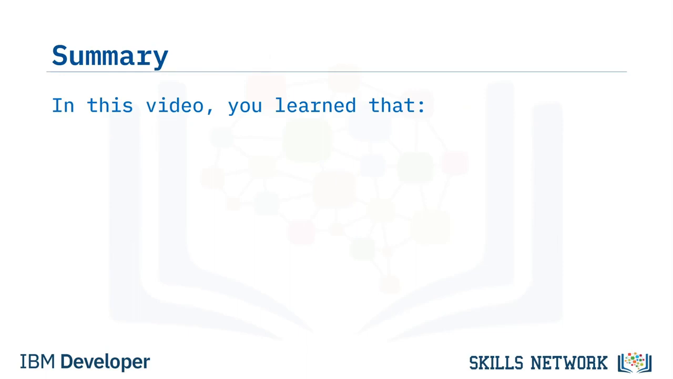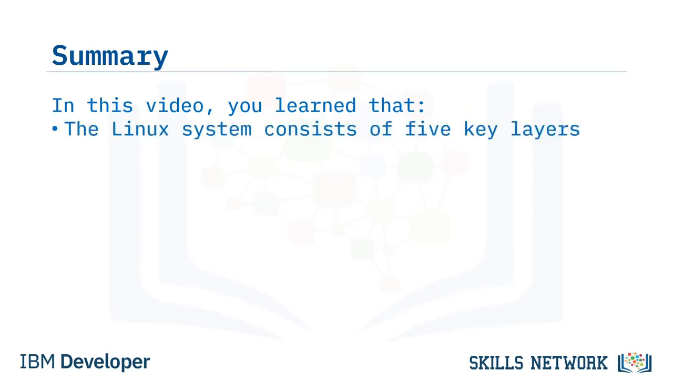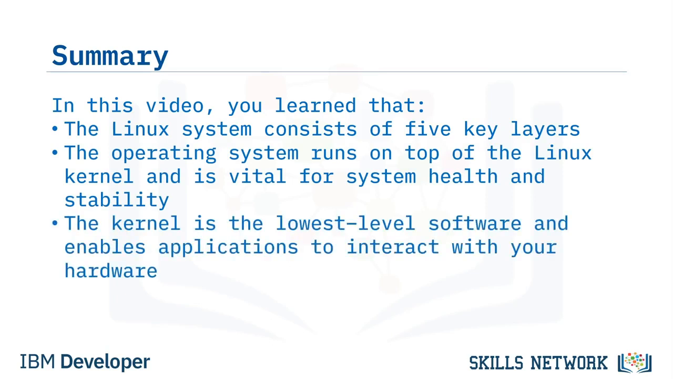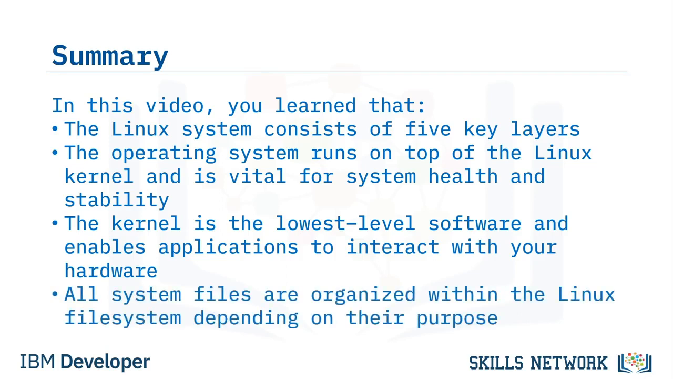In this video, you learned that the Linux system consists of 5 key layers. The operating system runs on top of the Linux kernel and is vital for system health and stability. The kernel is the lowest level software, and it enables applications to interact with your hardware. And all system files are organized within the Linux file system depending on their purpose.